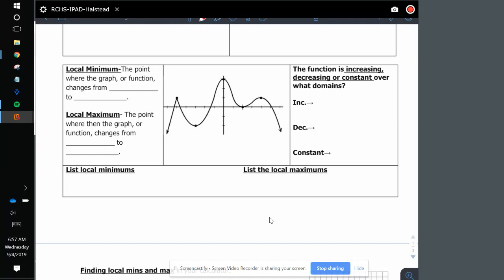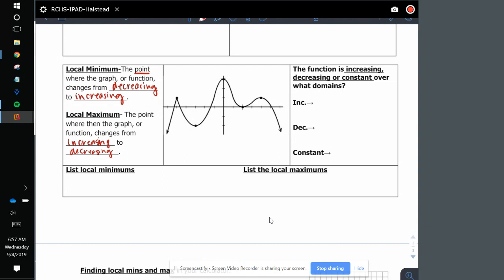What you're going to do is, if you see a point where the function changes from decreasing, so a decreasing branch pointing down, to increasing, you have a local minimum. If the graph goes from increasing to decreasing, you have a local maximum.